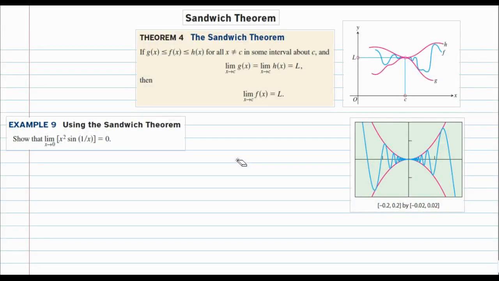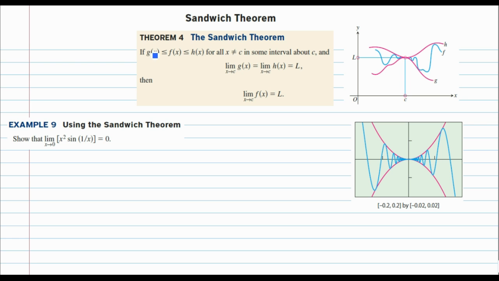This is the screencast for section 2.1, example 9, the sandwich theorem. So sometimes we have a function that we can't actually find the limit of. If we plug in 0 here, we get 0 squared times the sine of an undefined number. 1 over 0 is undefined. That doesn't mean it doesn't have a limit, though. The sandwich theorem gives us a different way of thinking about those limits.